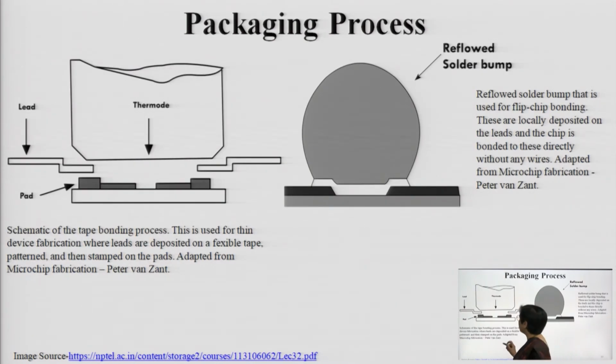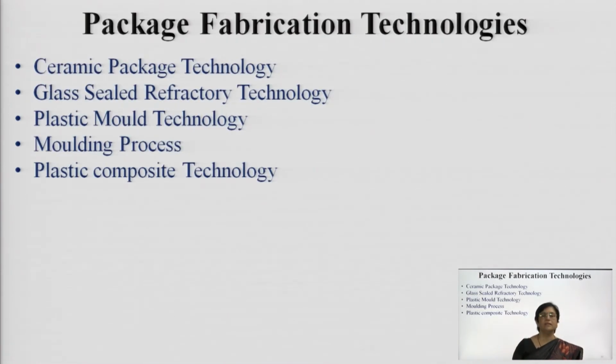Another one I told you about is tape bonding. Here these are the leads, you have this thermode, and this is the reflowed solder bump, and then you will have these kinds of pads. This is a thin device fabrication where leads are deposited on a flexible tape and they are stamped onto the pads. Then you create a solder bump, and then you connect it to the external environment. So these are the different techniques.